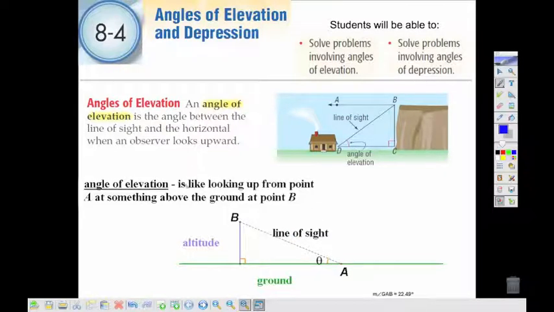Angle of elevation is like if we're standing at a point and looking up. So elevation is thinking about looking up. And so that's going to form a right triangle because the ground or wherever just looking straight ahead would be one side, and then the altitude would be a 90-degree angle from that. So we would also have a line of sight from that.